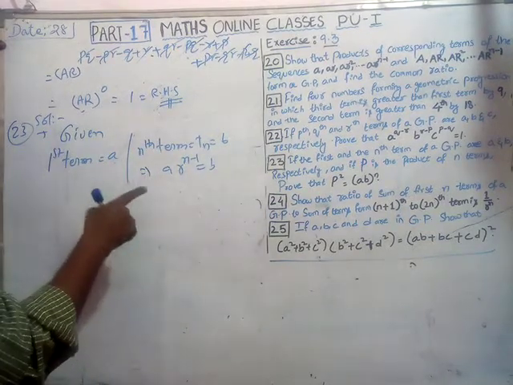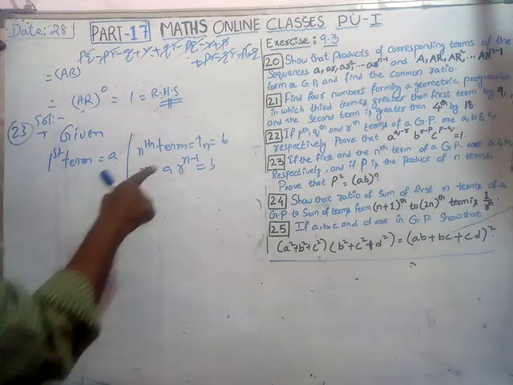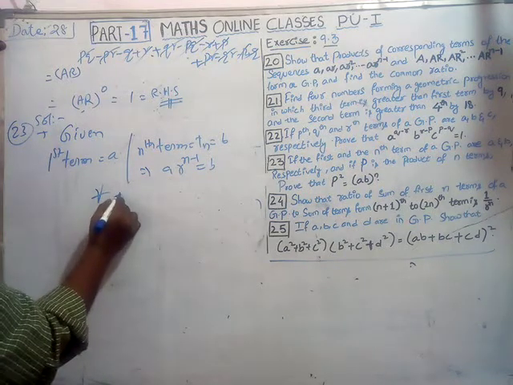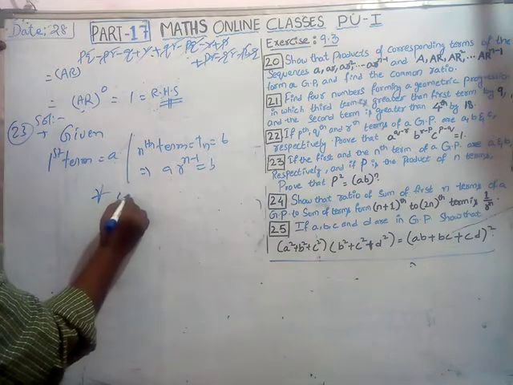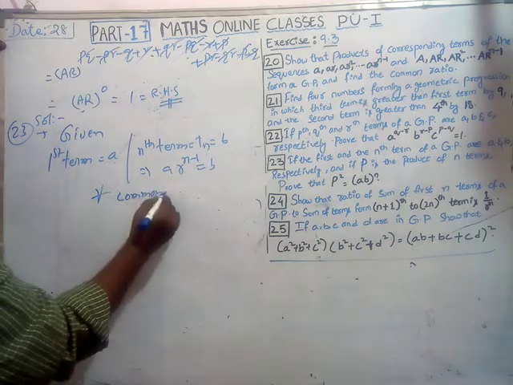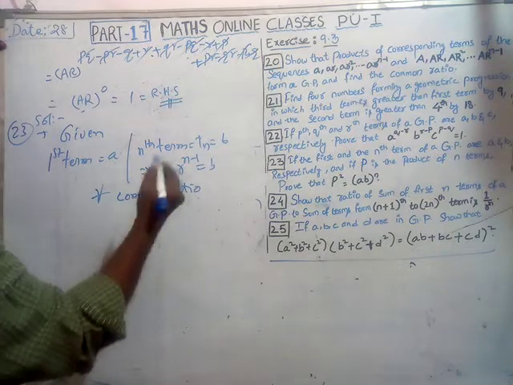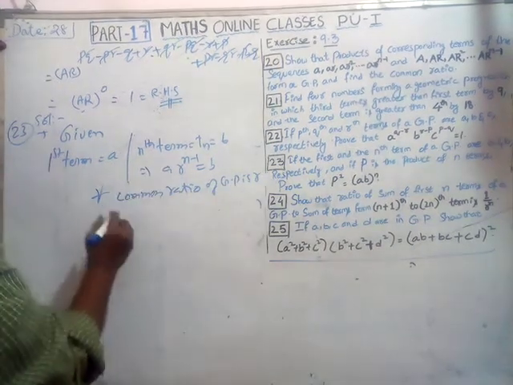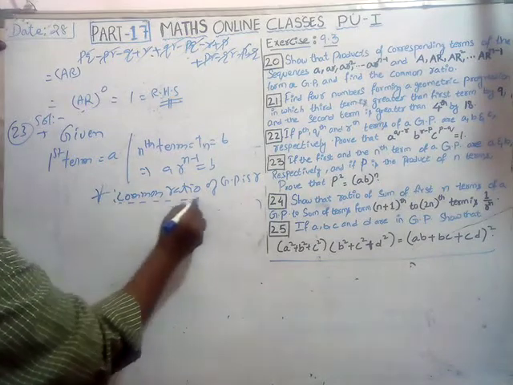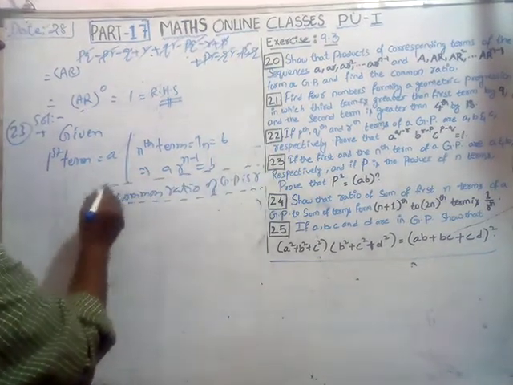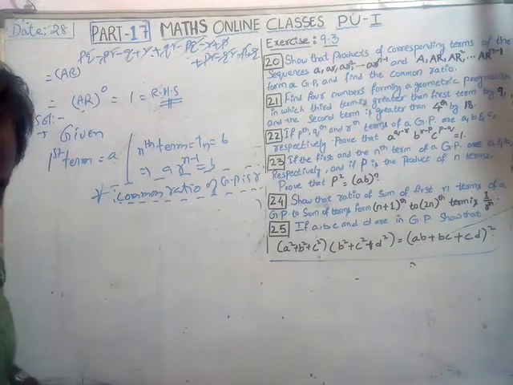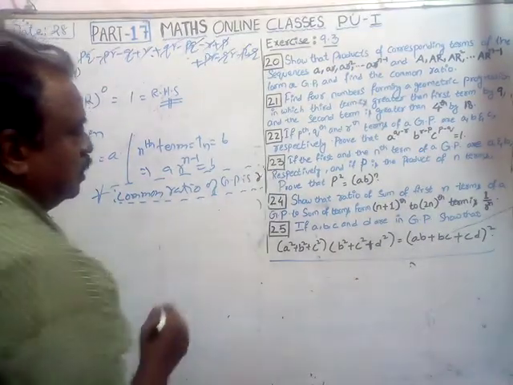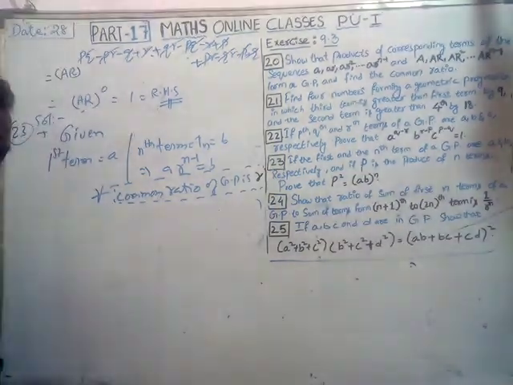Okay, now here also A is the same first term. Common ratio is small r. Where common ratio, you have to mention it. Common ratio of GP is r. Okay, this is mentioned. We have to mention it. What is r? It is small r.